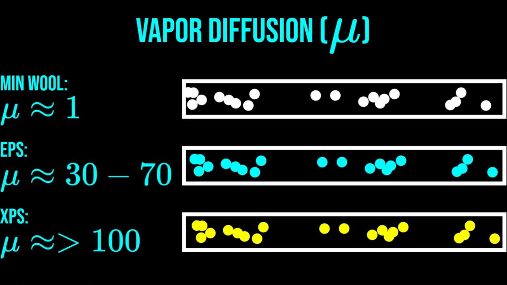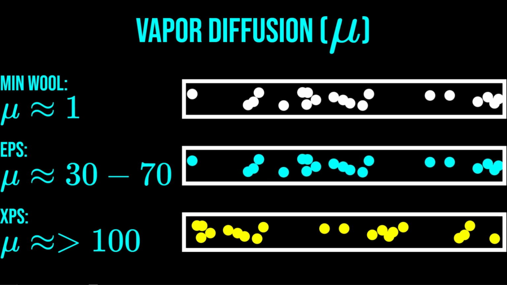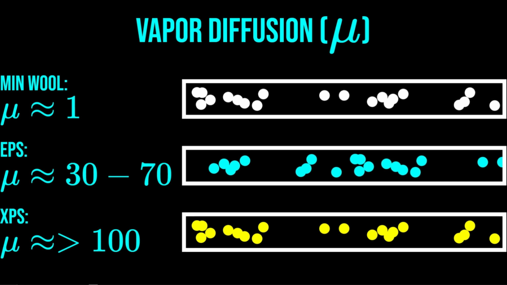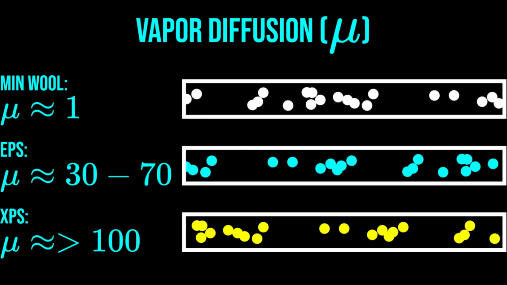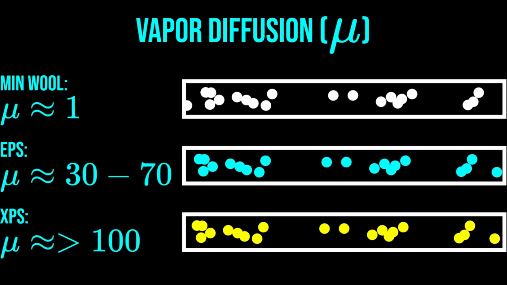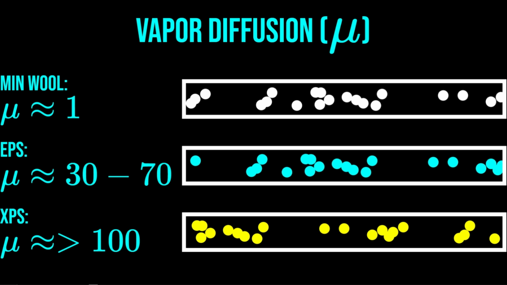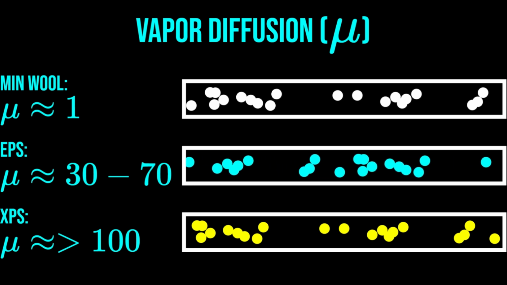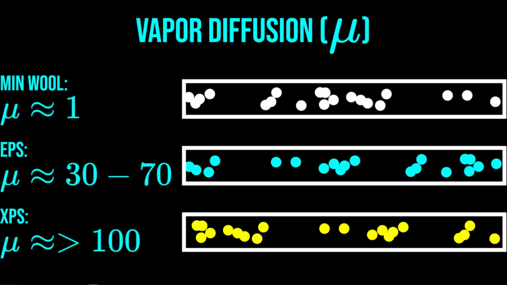The movement of water vapor through a building assembly is governed by the mu value, or water vapor diffusion resistance factor. Mineral wool has a mu value of approximately 1, meaning it is as permeable as still air. This allows moisture to move freely through the wall, which is essential for drying out construction moisture in timber frames. EPS has a mu value typically between 30 and 70, providing moderate resistance.